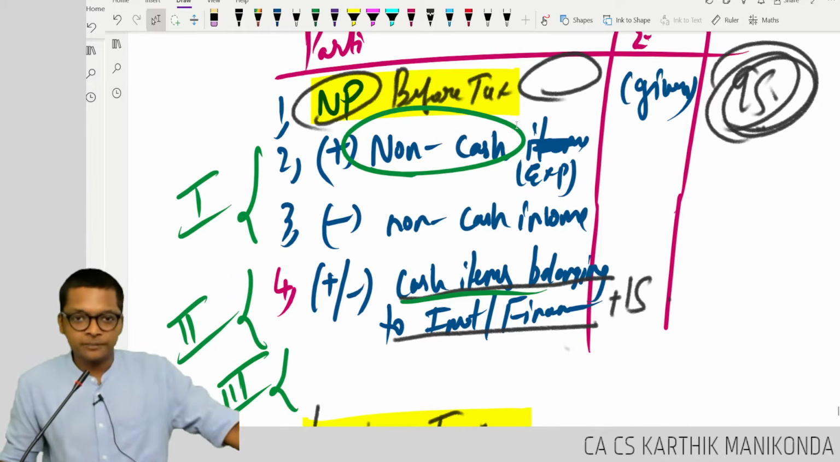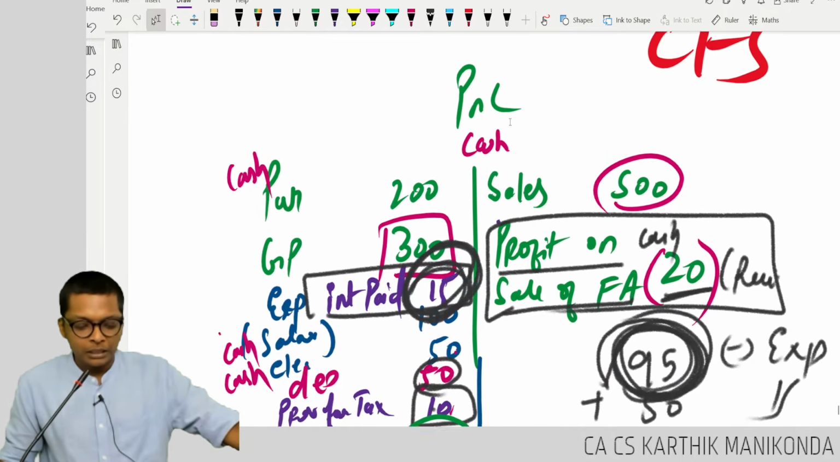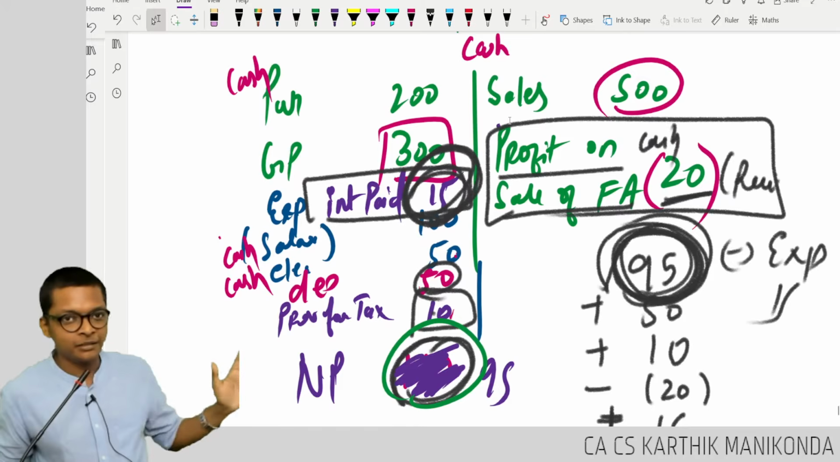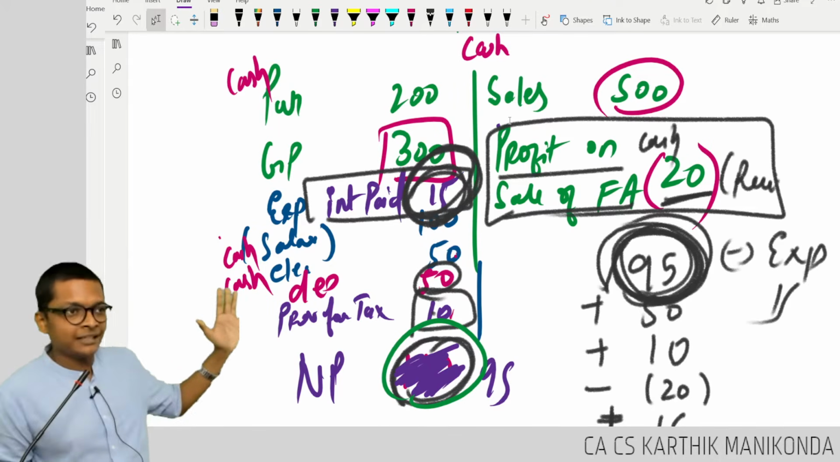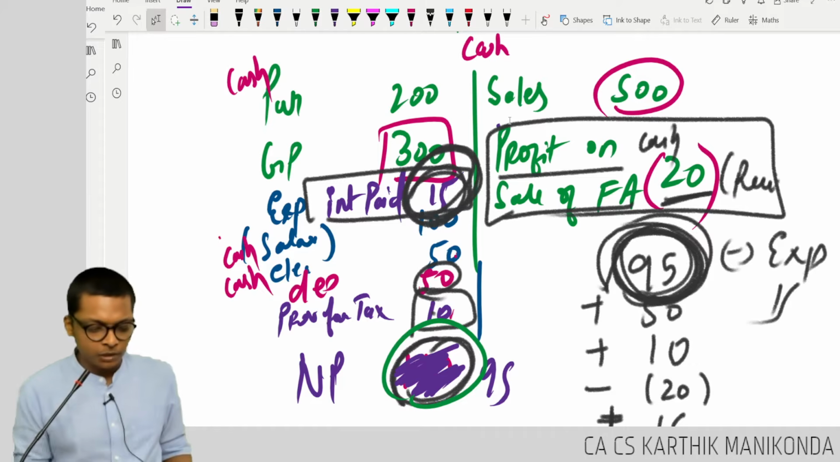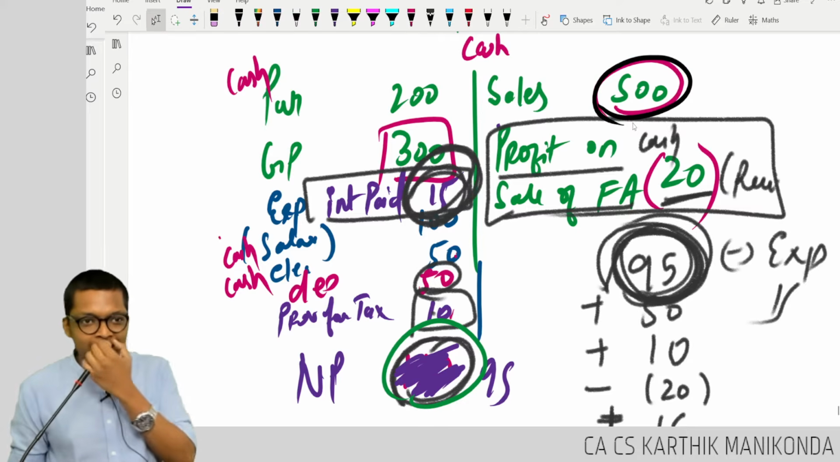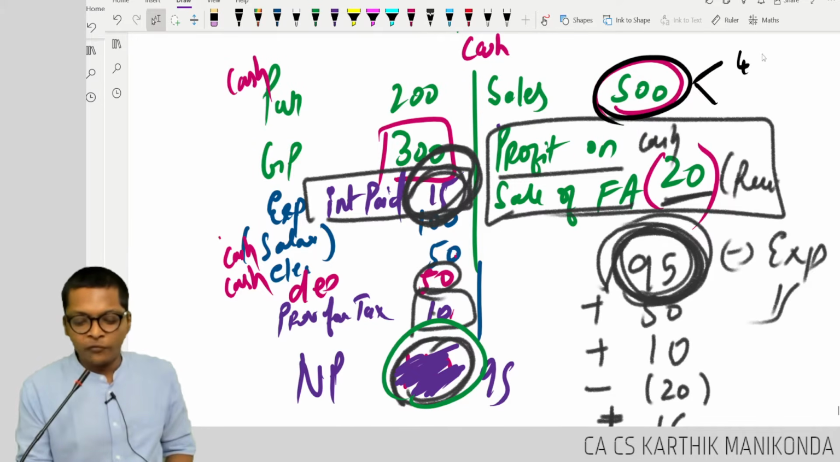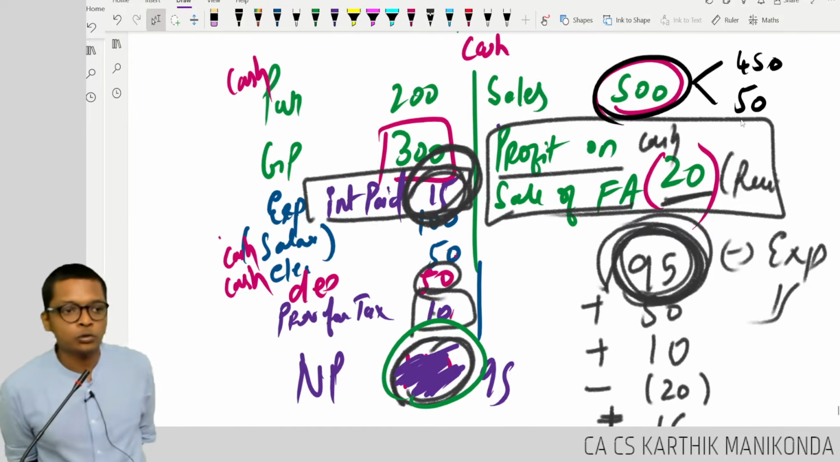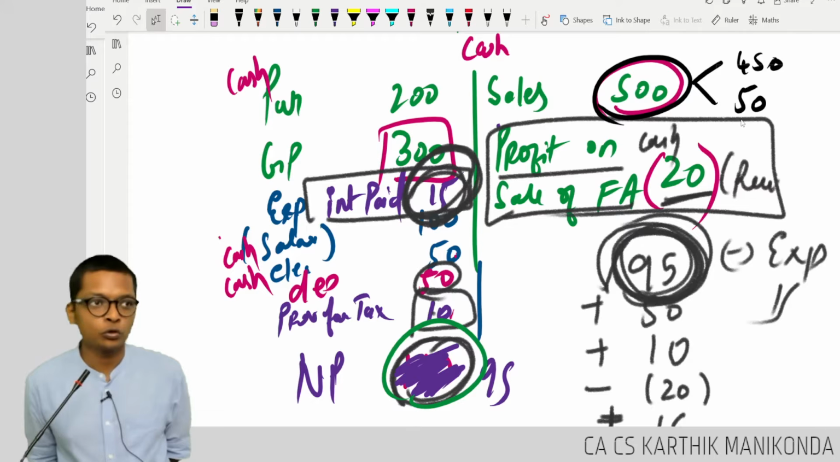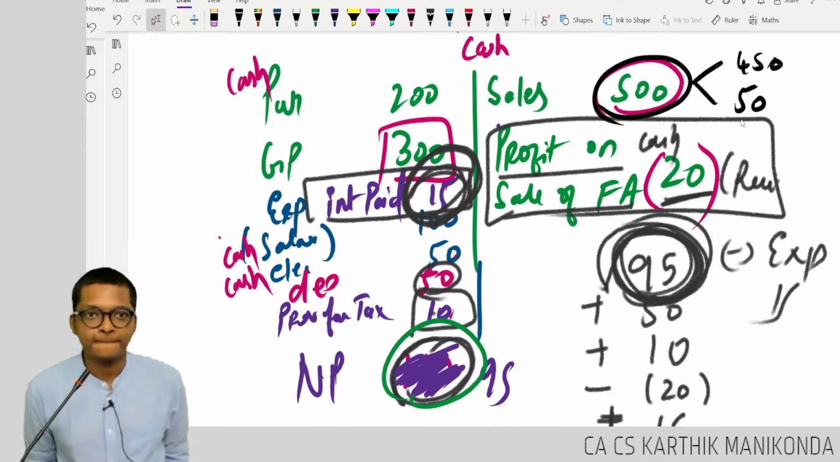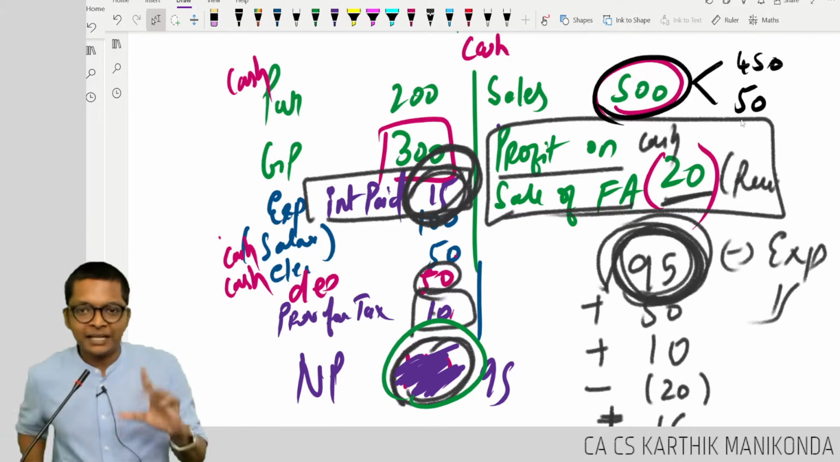Can we proceed, guys? Next. Now, coming back to the sir, already it's scribbled. I'm going to scribble it more. Able to understand? Clear, guys? Okay, fine. Now I'm going to say next adjustment: sales of 500 includes 450 cash sales, 50 credit sales. What adjustment should I do? Less 50, correct?